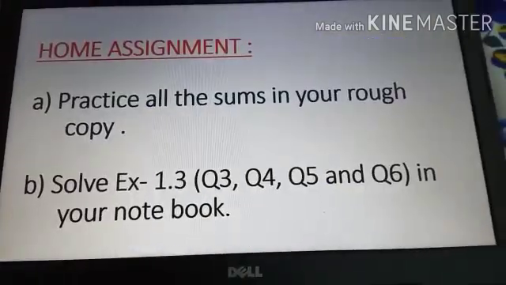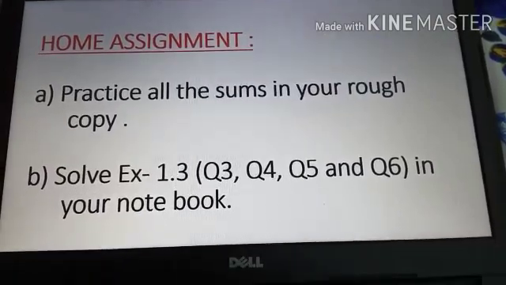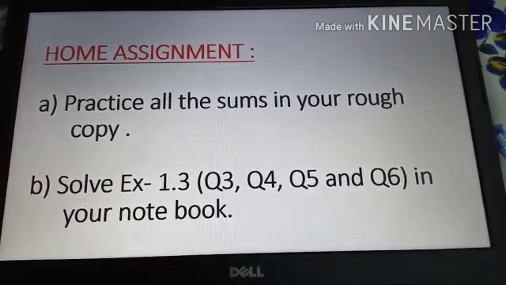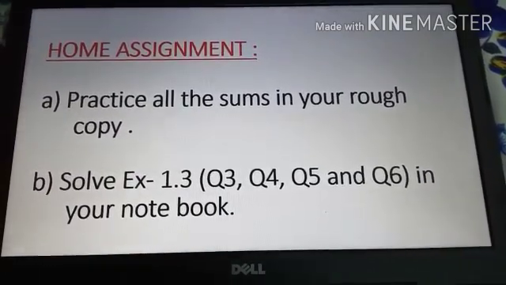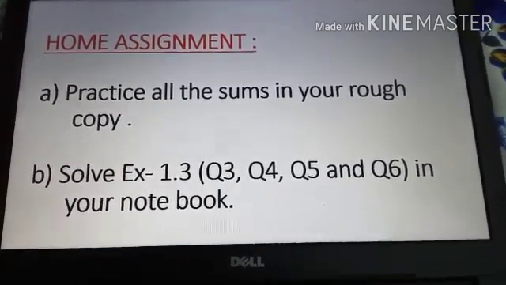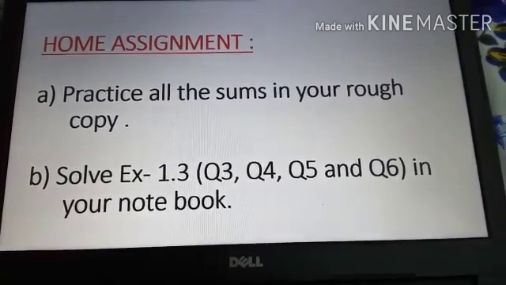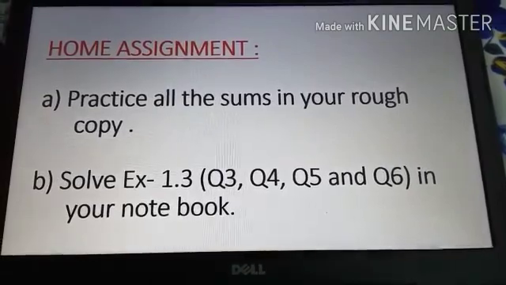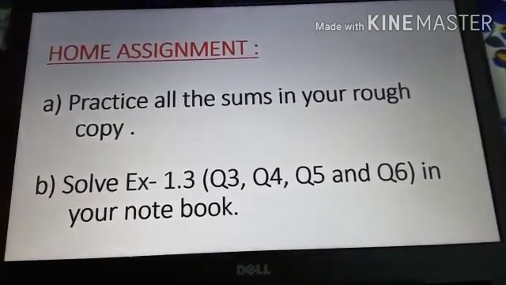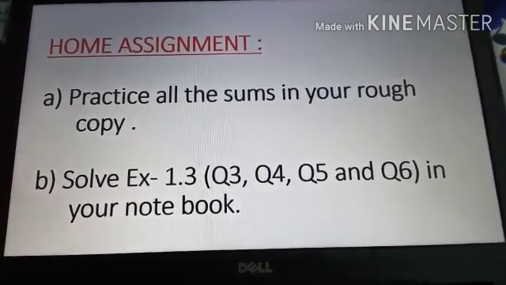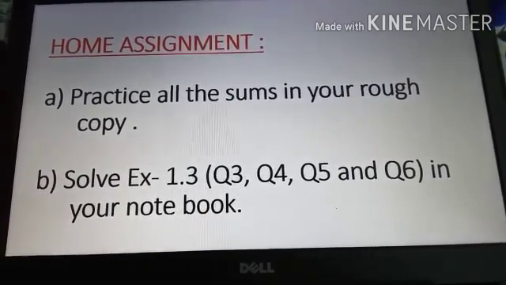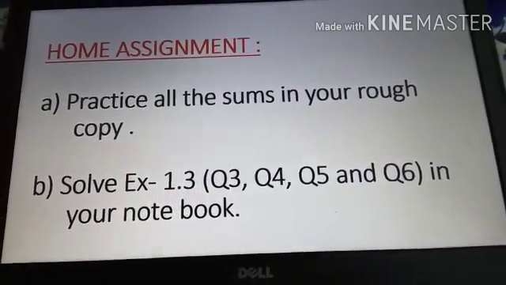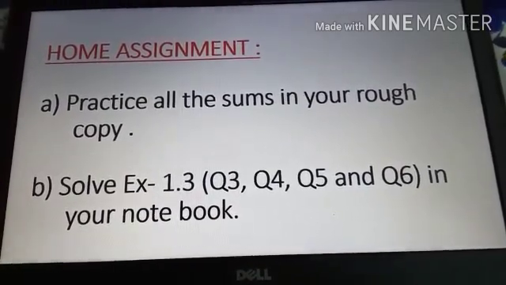Now it's time for the home assignment, children. You have to practice all the sums that we have done today in your rough copy, and you will solve exercise 1.3, question number 3, 4, 5 and 6. All these questions we have done today. So you have to solve all the questions in your notebook. Okay. And if you are getting any problem while solving the questions, you can ask questions through a message on the Campus Cure app. Okay.